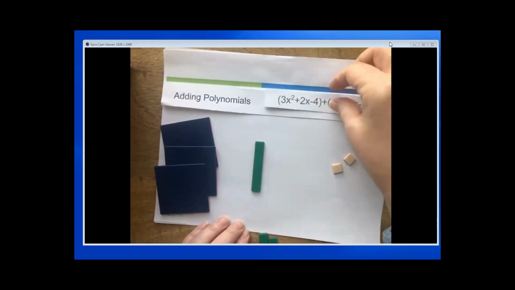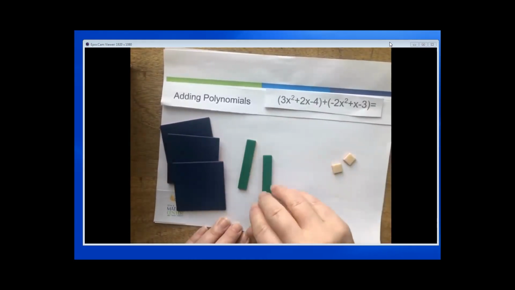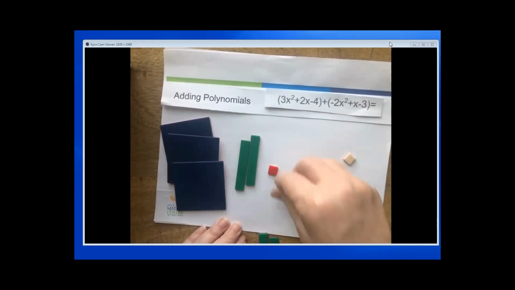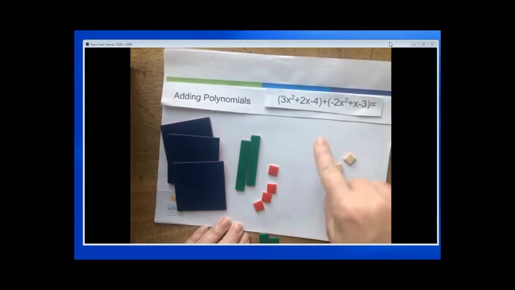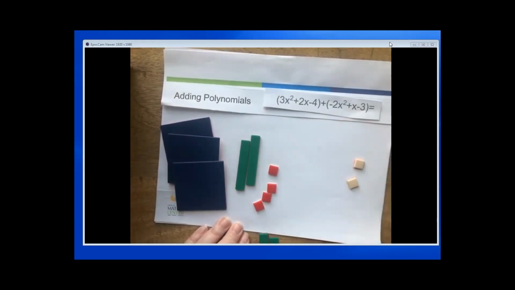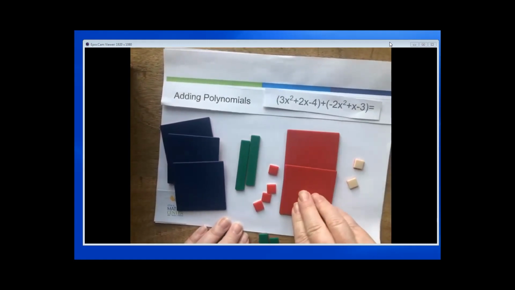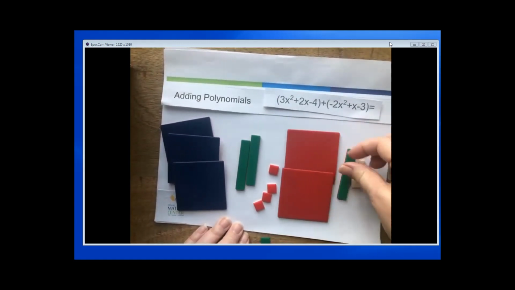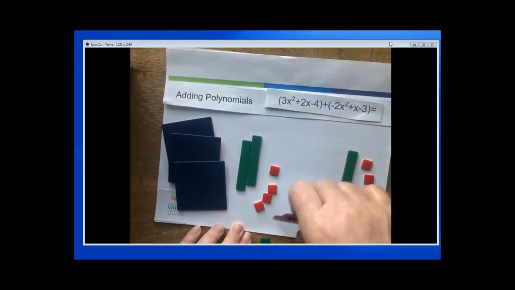Let's try this one. 3x squared plus 2x minus 4. You see a plus sign there, so I'm going to build the next one. Negative 2x squared plus x minus 3. Once again, combine my like terms.